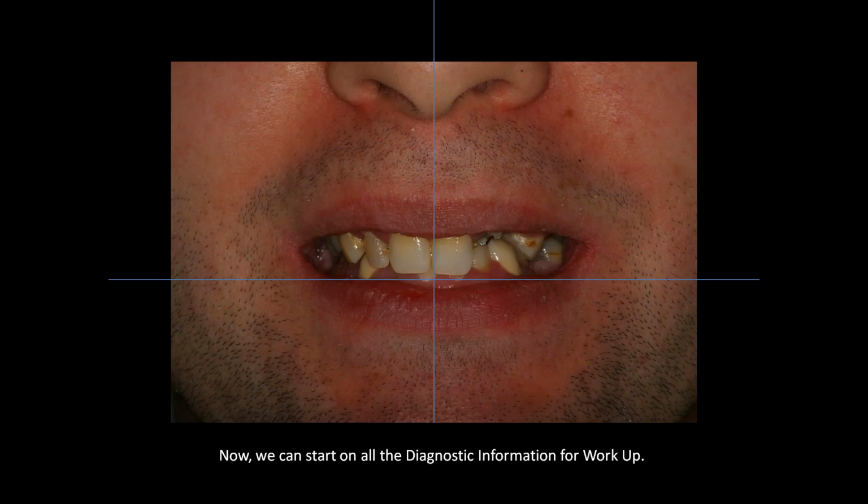Well, once the patient was approved through lending club and decided to have the treatment, we could go ahead and start with our diagnostic information workup. We could clearly see that this patient's midline was not symmetrical, and we saw that he had a deep impinging bite, so we wanted to correct these areas.